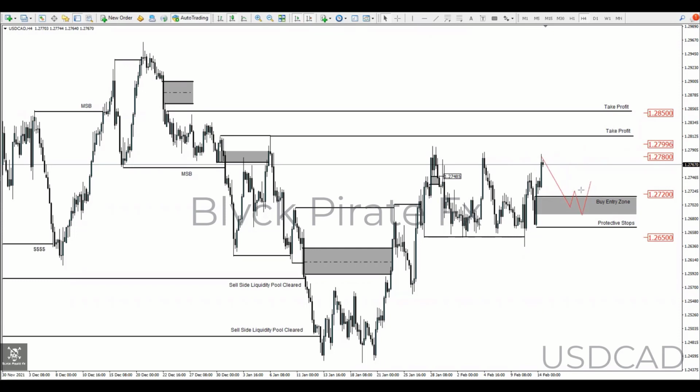I want to see market structure breaks on the H1 time frame, most preferably, for another big trade, targeting these guys: 1, 2, 3, and possibly a close of this fair value gap as well. All right, so this is what I have for you guys on USDCAD for this week.